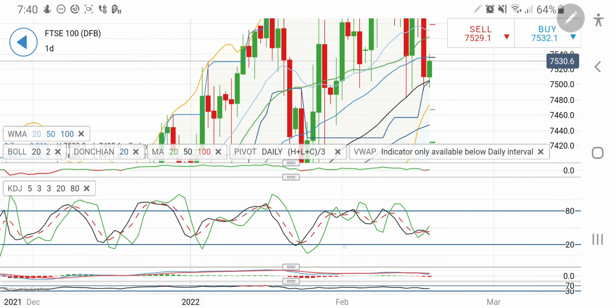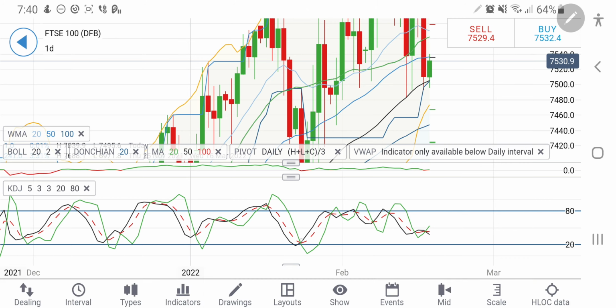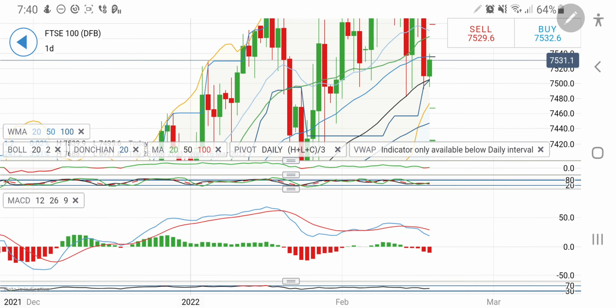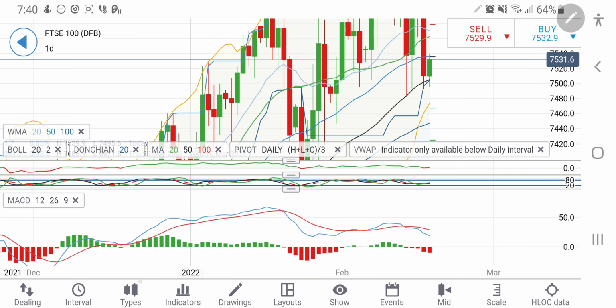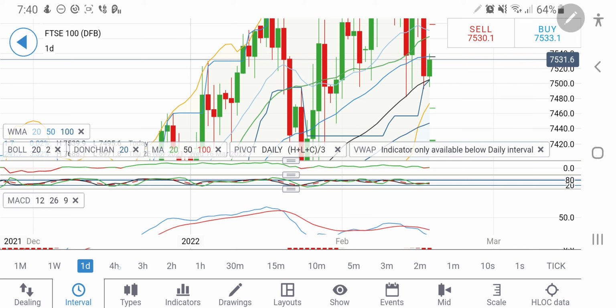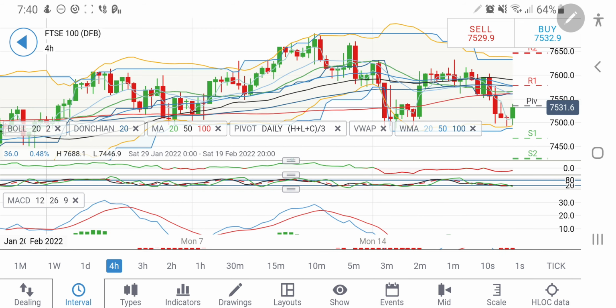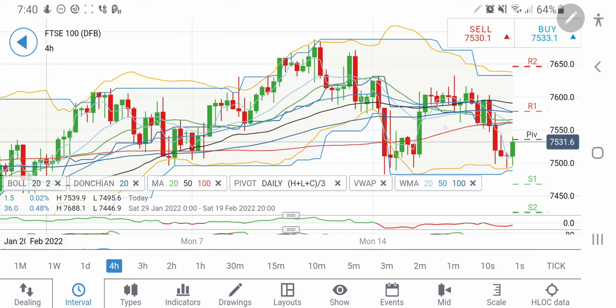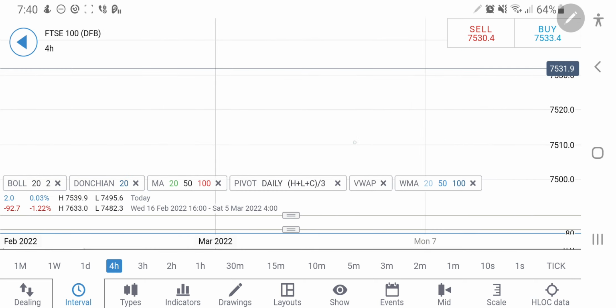Now look at the stochastic, it is almost at comfortable levels, however looking downwards, and MACD has just crossed over. So potentially FTSE 100 can trade into bearish zones for the nearest coming weeks. Now look at the 4-hour charts. I will show you something on the 4-hour charts.